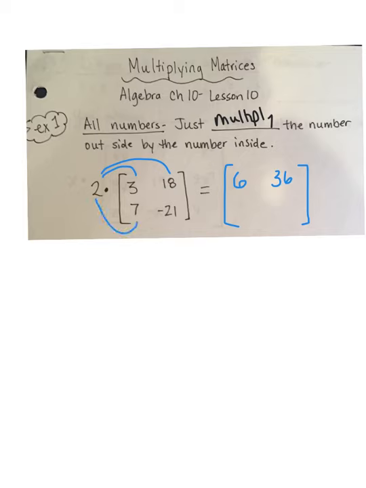Then you do 2 times the bottom, which is 7. So 2 times 7 is 14. That goes in the same position that that 7 was. And then 2 times a negative 21 is a negative 42. So all that you're doing is taking this outside number and multiplying by each inside number, so the 4 inside numbers, and then you get 4 answers.